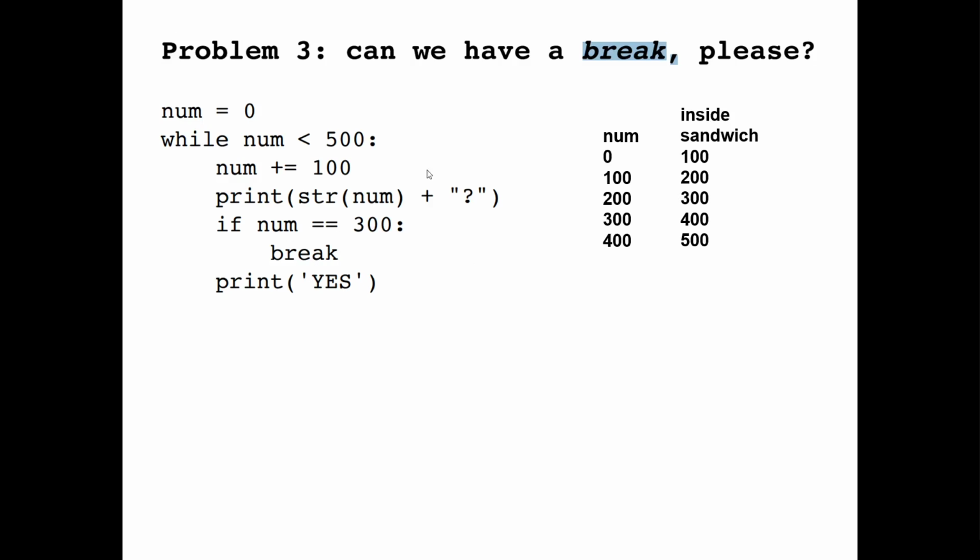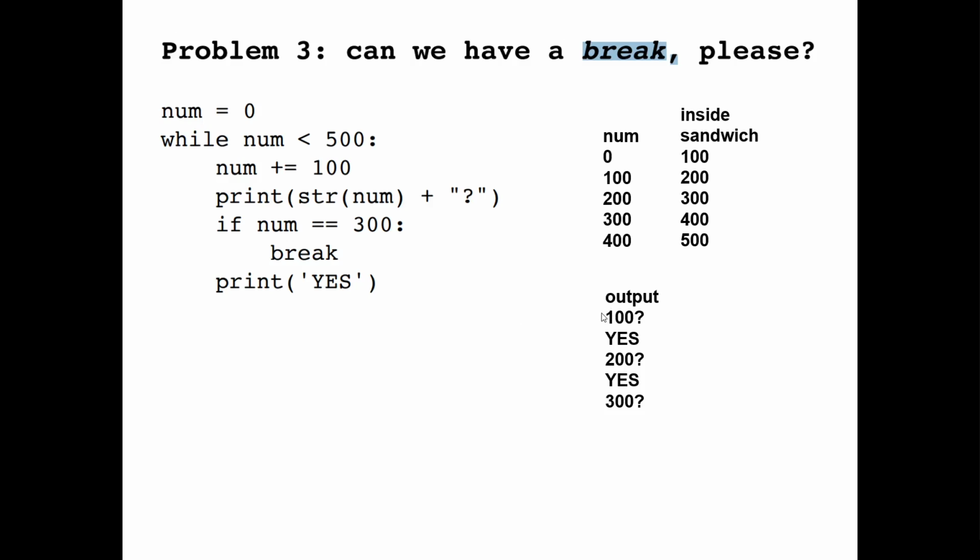Next time through, the value is 300 as we go through the sandwich. It's going to print out 300 with a question mark. Then it's going to ask if 300 is exactly equal to 300. Yes, it is. That's true. Do what's in here. Break. That's going to skip outside of this block. So here's the block. It's going to jump all the way. There's no statement here, so the program is just going to end.